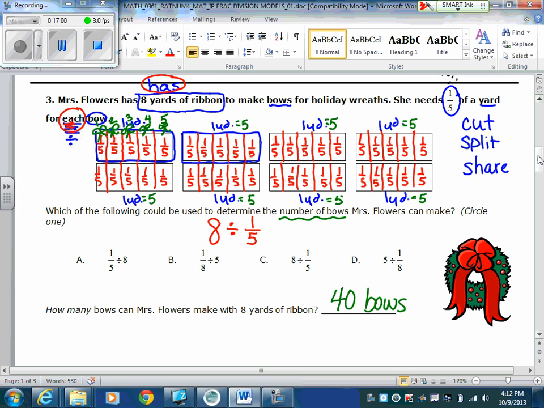So I go to my answer choices. A says that I have a fifth. Well, I don't just have a fifth. I have 8 yards. That's not going to work. B says I have an 8th. Well, again, I don't have 1/8. I have 8 yards. C says I have 8 yards, and I'm dividing it up or cutting it up into 1/5 sections. Well, that's true. We sectioned it by fifths. D says I have 5. Well, I don't have 5. I have 8. So my best answer here would be C.